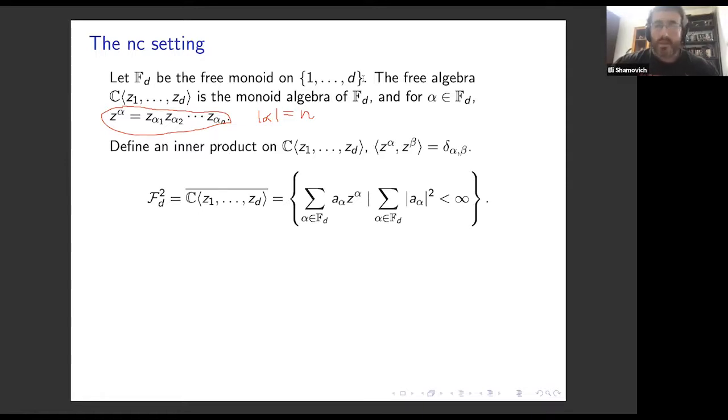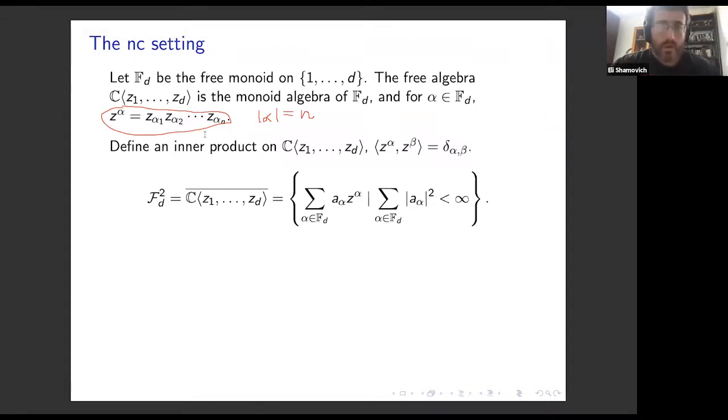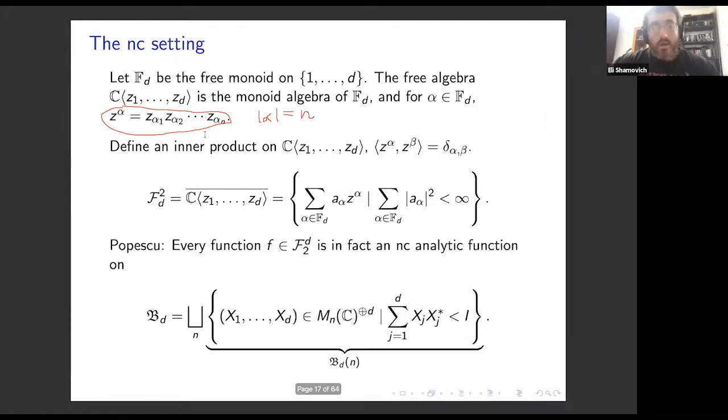And the Fock space, it turns out, is just the closure of the free algebra with respect to this norm, with this topology. And Popescu rather early realized that every function f is in fact an NC analytic function on the row ball, or the NC ball. It's basically the collection of row contractions of all sizes.